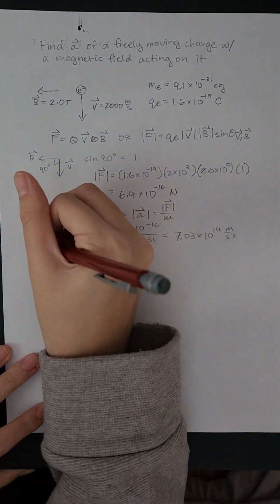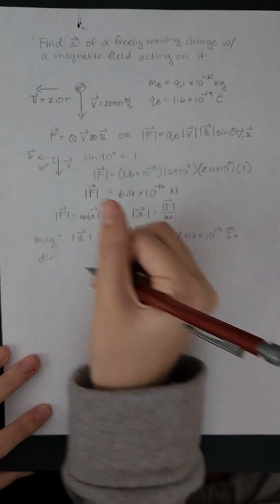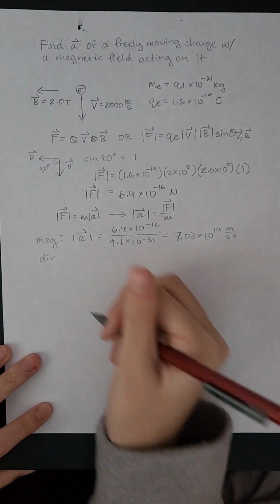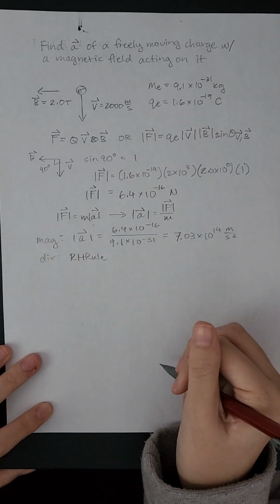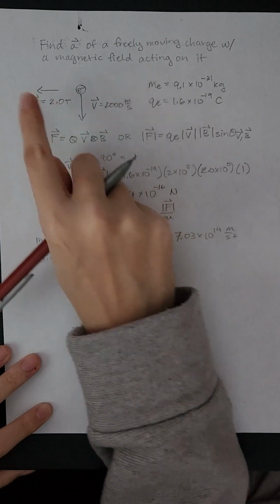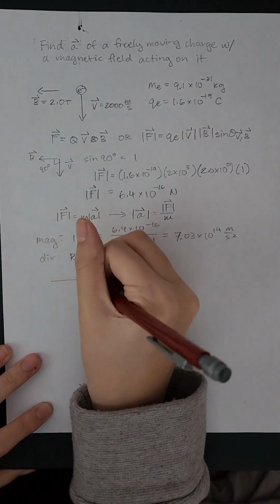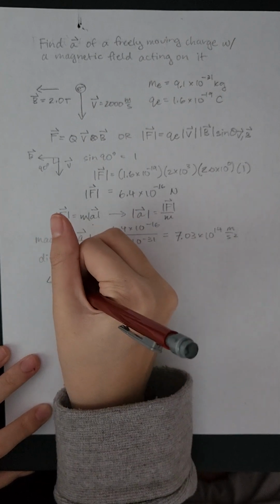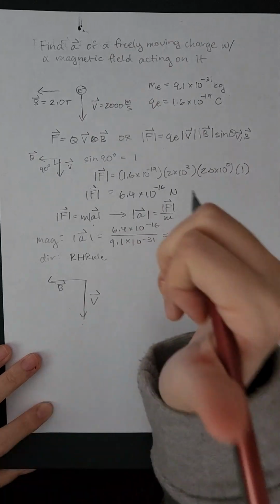Now we found the magnitude, but what about the direction? To find the direction, we actually have to use the right-hand rule, where we do a cross product of V and B. So I will draw the vectors again. This is V and that's B, and wherever our thumb points is F.